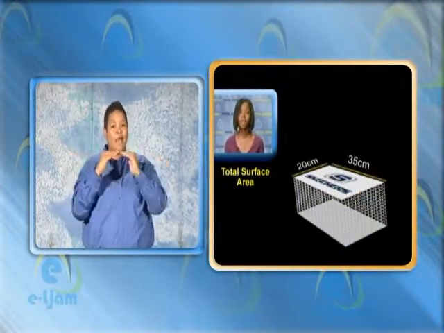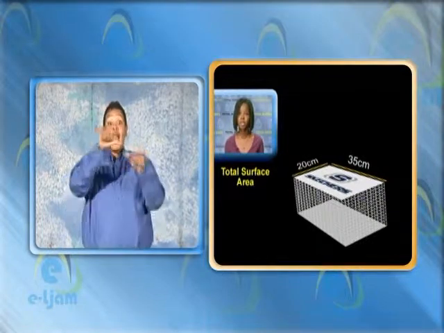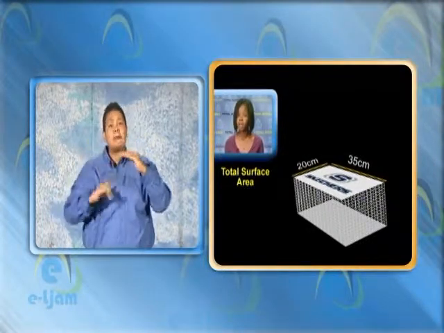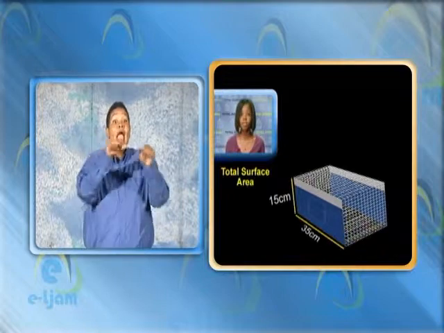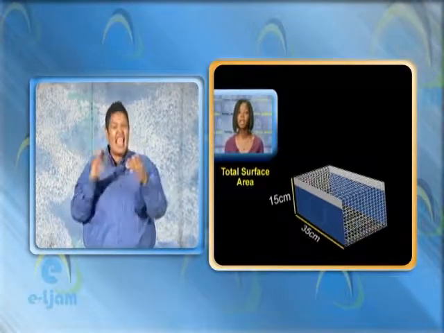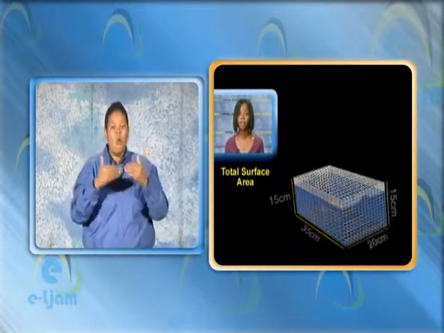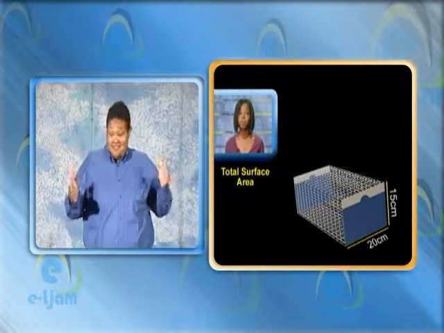So if I find the area of the top face, it would be equal to the bottom face. The area of the front face would be equal to the area of the face at the back, and the 2 side faces would be equal to each other.